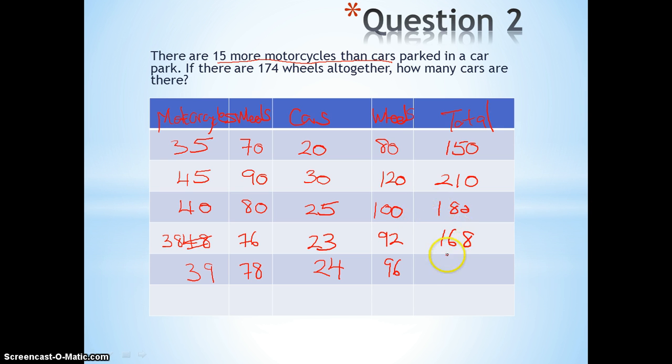I'm not very lucky today, but I think I got the answer, 174 wheels. So what do we have now? We are interested in the number of cars, which in this case is 24 cars. So remember to write your English statement. There are 24 cars.